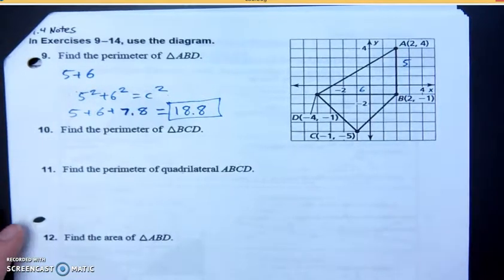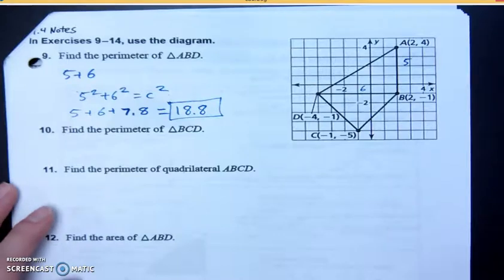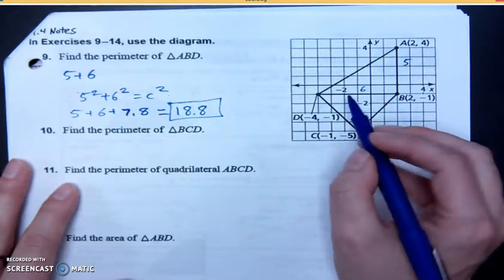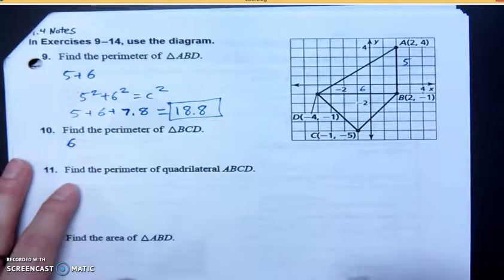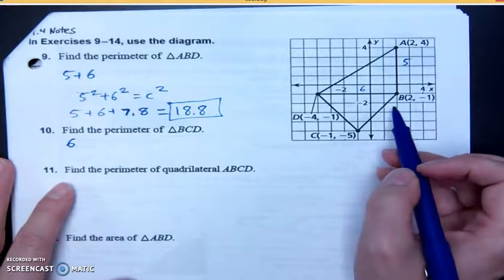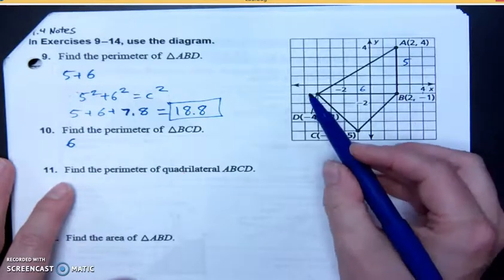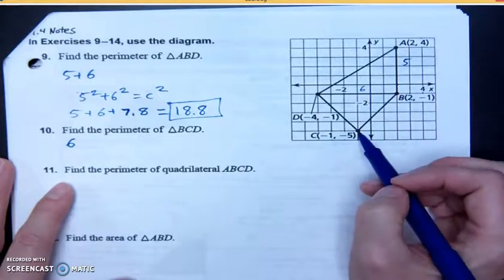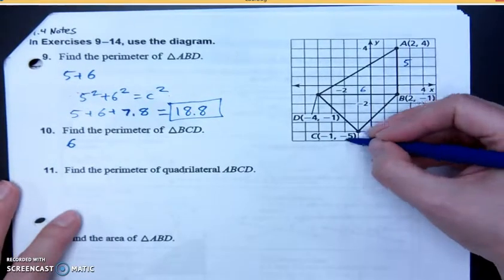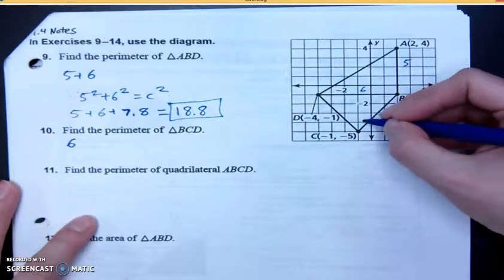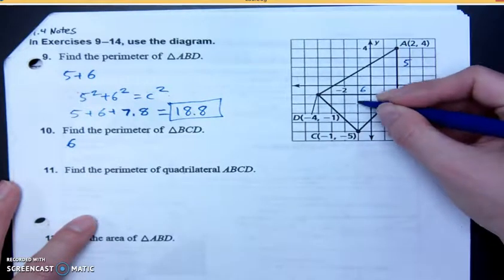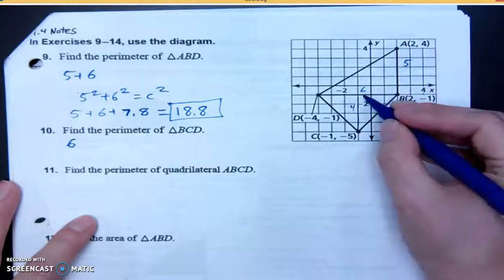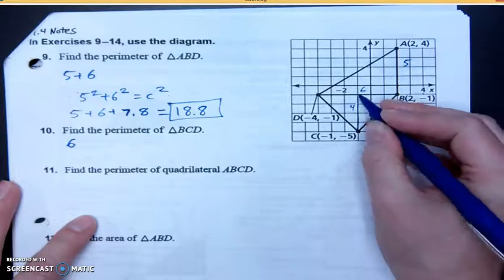Alright, B, C, and D. Do we already have one of those sides counted? Yes. Which one's that? So B, C, D, well, we have the 6 side counted, but we haven't actually found either of these sides yet, have we? So here we can either plug the points values in, or we can count. How far is this up here? 4. So I can do 4 and 3, and then this side's also 4 and 3, right?